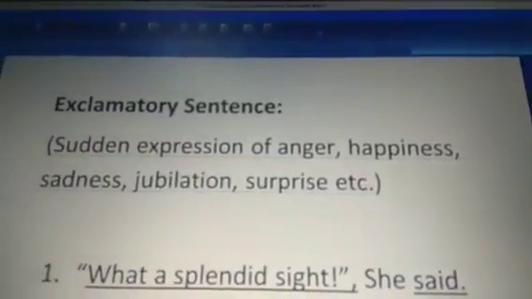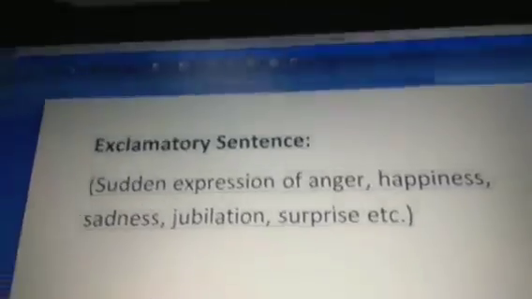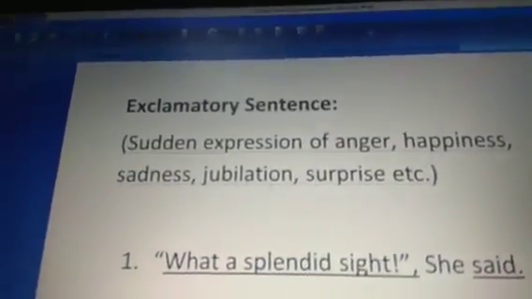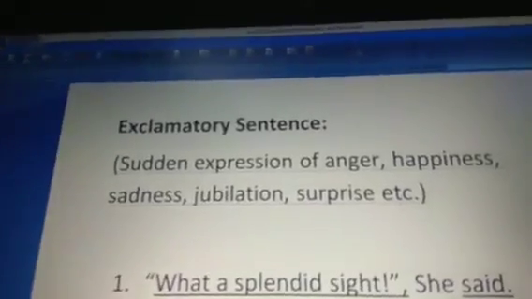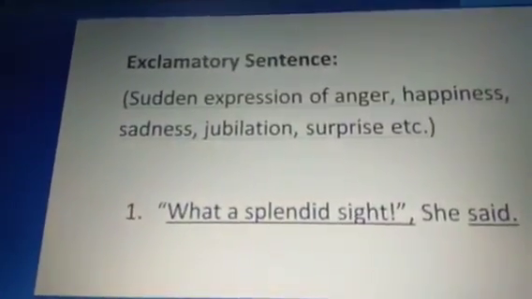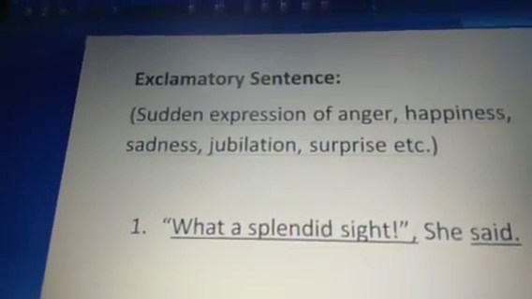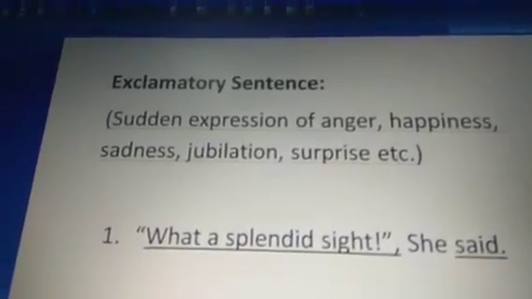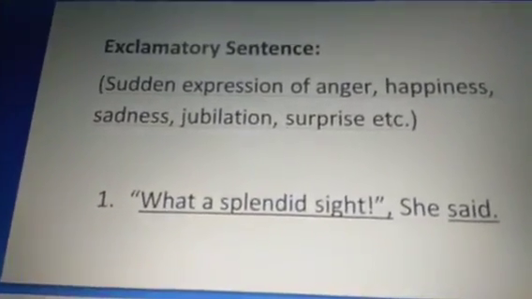And the fourth type is exclamatory sentence. Now sudden expression of anger, happiness, sadness, jubilation, surprise, etc. So exclamatory sentence is that type of sentence through which sudden feelings pertaining to anger, happiness, sadness, jubilation, surprise, etc.